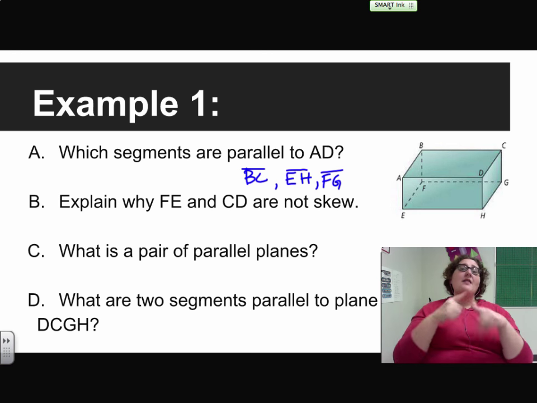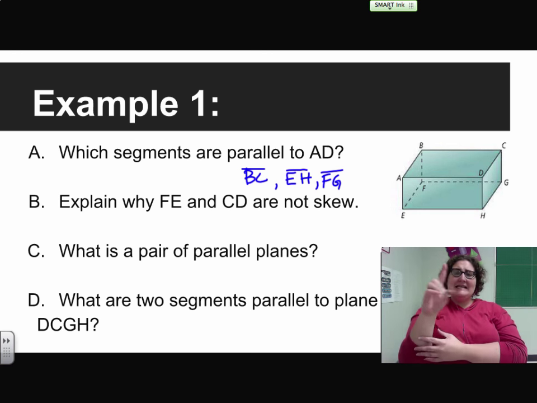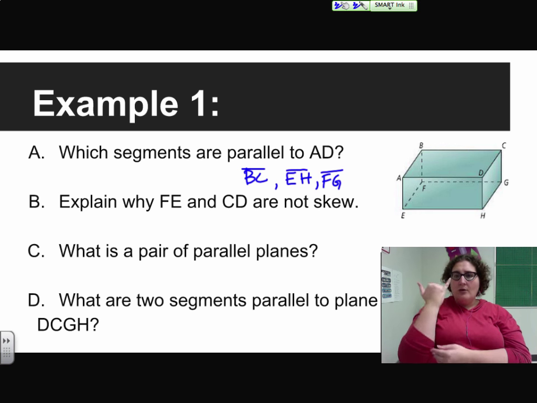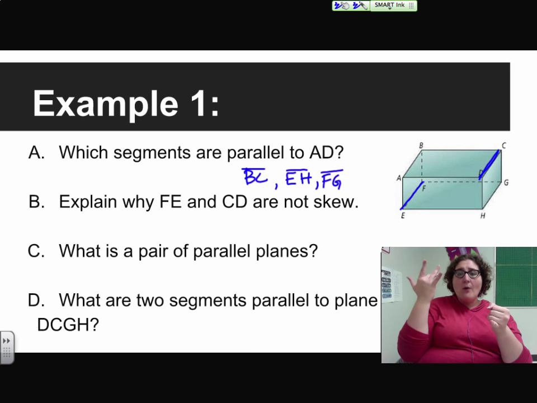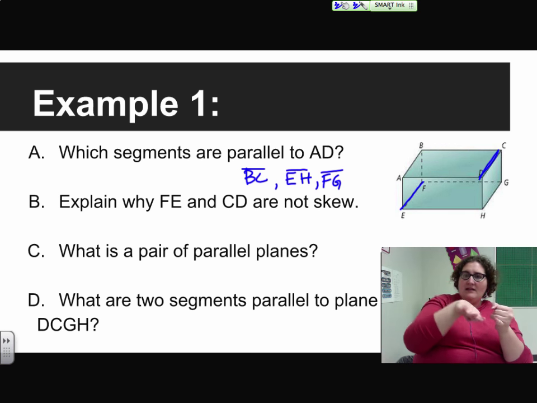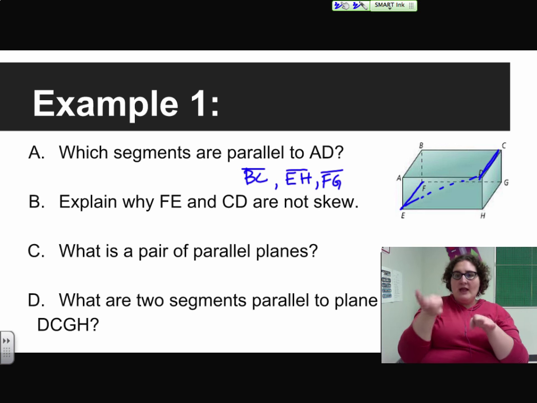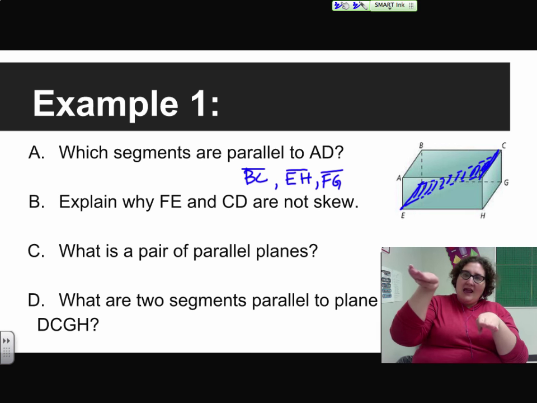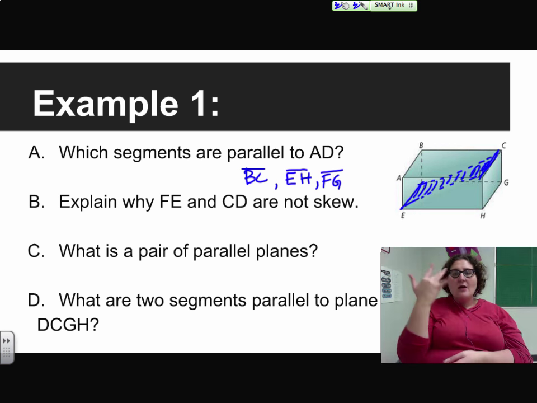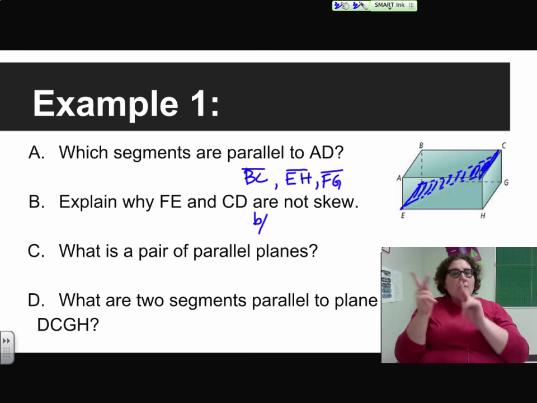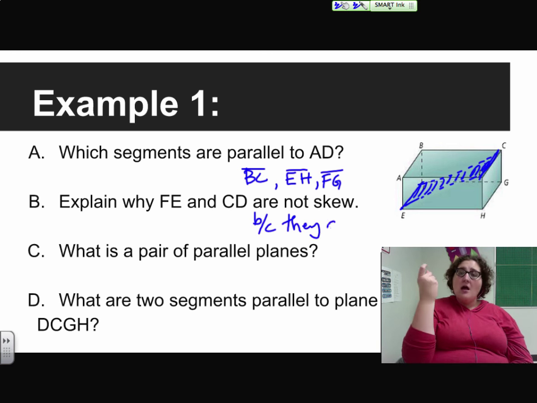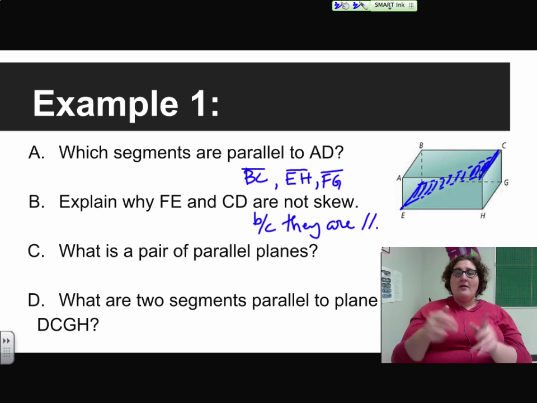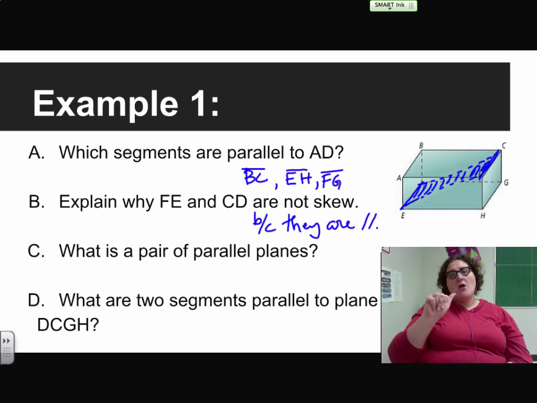Then we have, explain why FE and CD are not skew. So we have FE and CD. The reason they're not skew is the same reason that FG was parallel to AD. We have this plane that's understood to be right here, even though it's not drawn in for us. We can draw it in, and they're actually parallel to each other. So we can say because they are parallel. I want you to write out the word parallel so that I know that you filled in the notes and are listening.